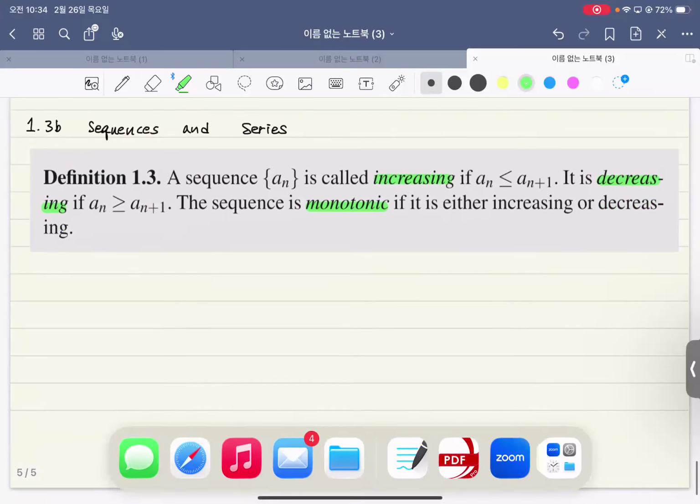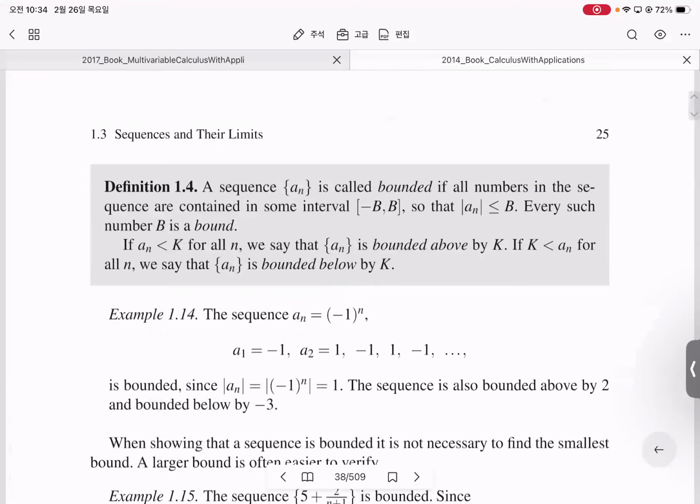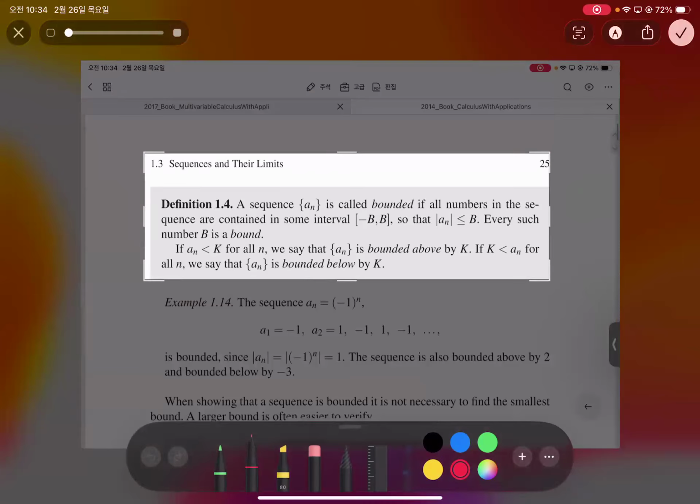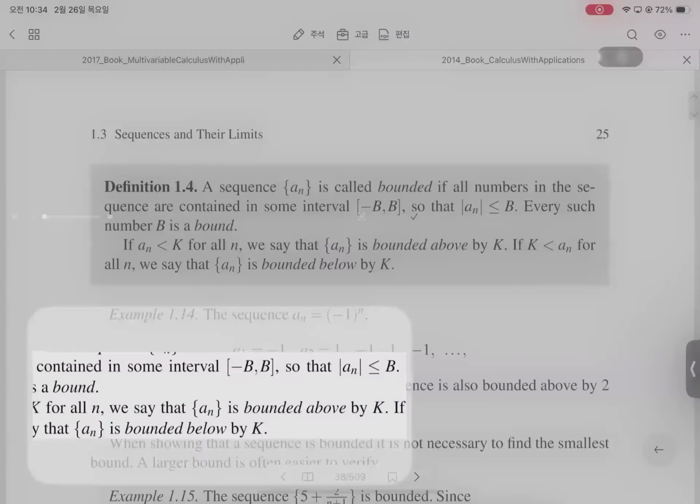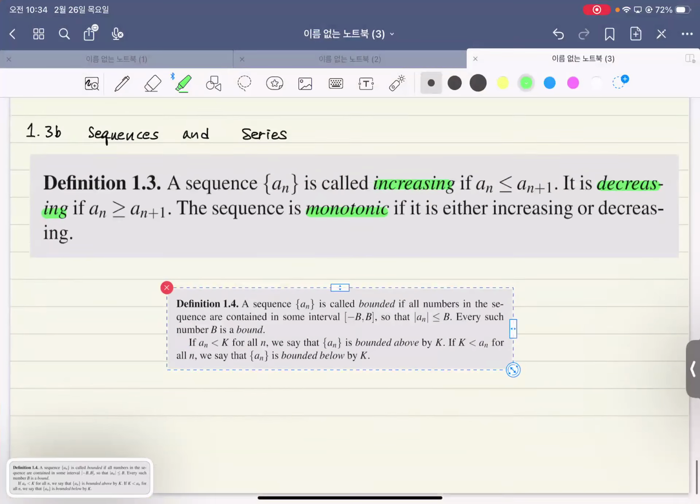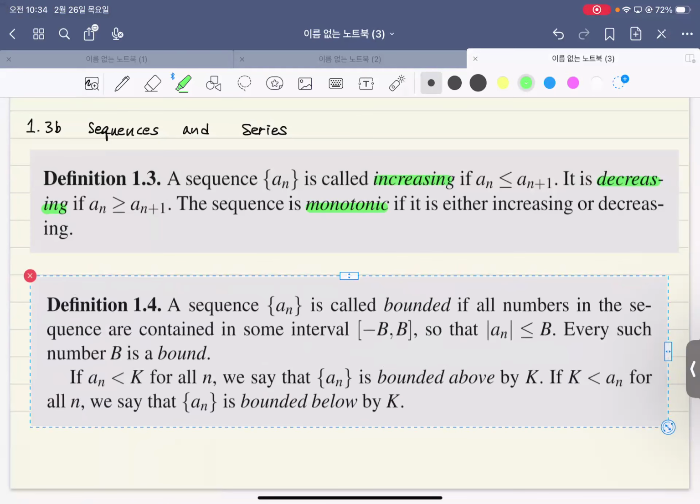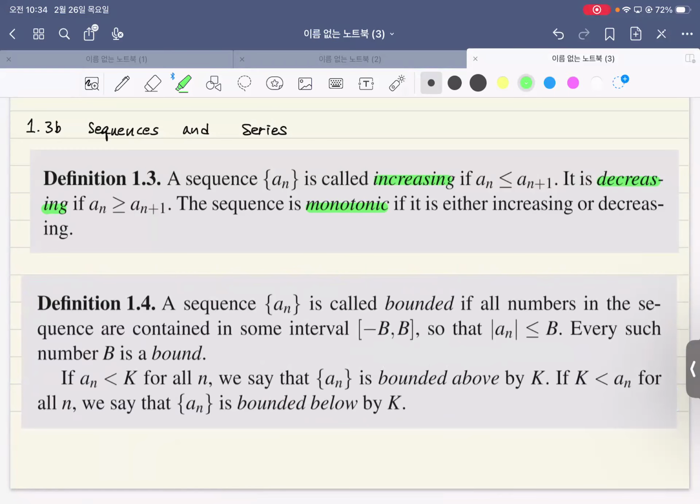Another one. A sequence is bounded if all numbers in the sequence are contained in some interval from minus b to plus b. Usually b is chosen to be some large number. That means your sequence does not go to positive or negative infinity. Your sequence may be oscillating. Not every bounded sequence is convergent, but you have the idea. It is not getting arbitrarily large or arbitrarily small.